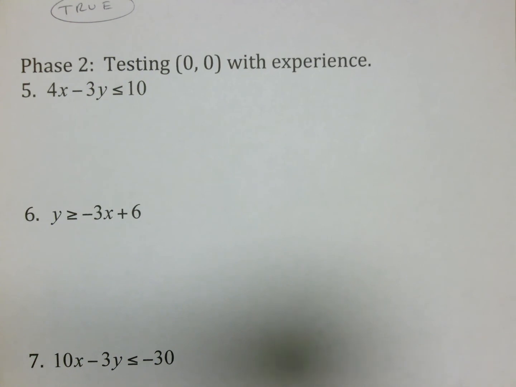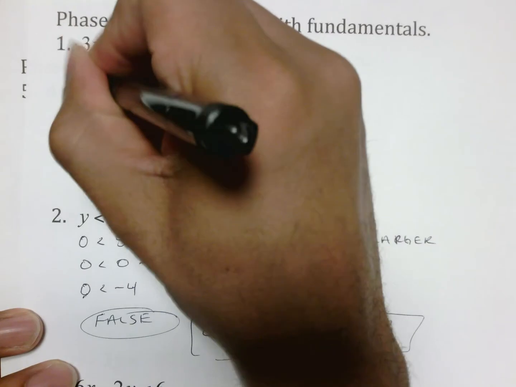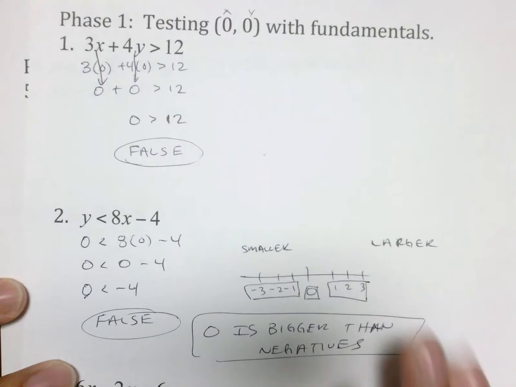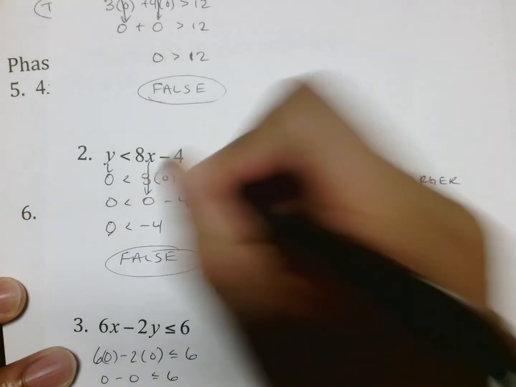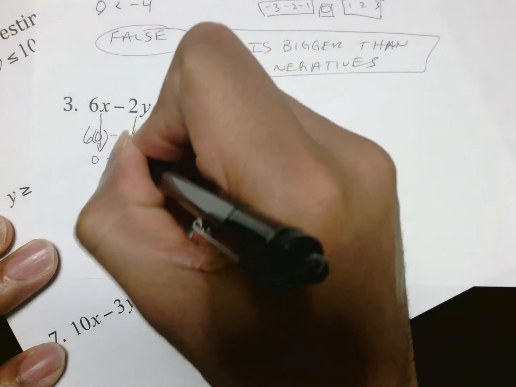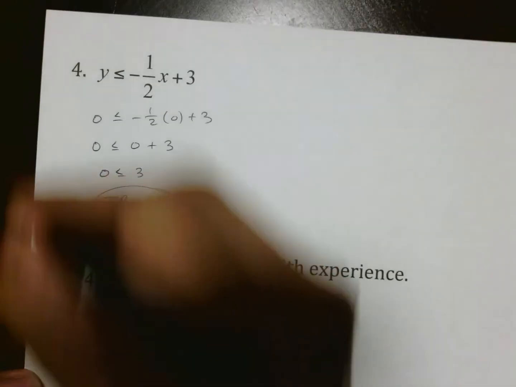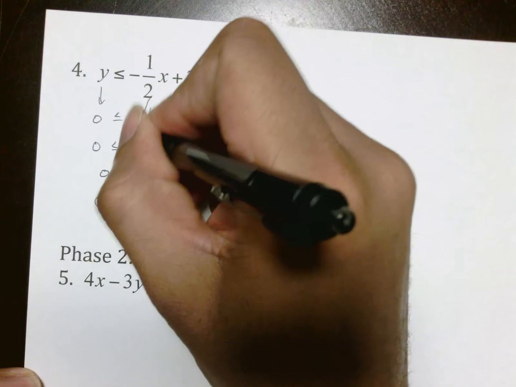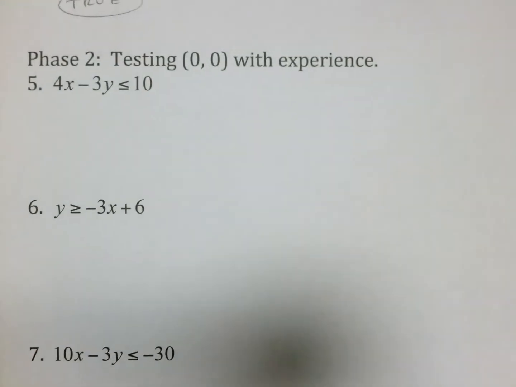And the way that we know it is, if you look back at these questions that we did already, when I plugged in 0 for 3x, it just ended up being a 0. 4y just ended up being a 0. Y ended up being 0. 8x ended up being 0. 6x ended up being 0. 2y ended up being 0. Y again ended up being 0. 1/2 x also ended up being 0. So what we learned from our experience is that anything attached to a variable pretty much turns into a 0.